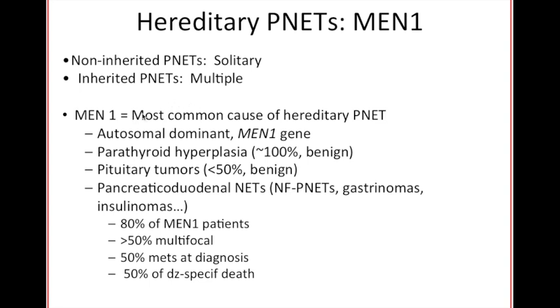MEN1 is the most common cause of hereditary PNETs. We all know about the MEN1 gene, autosomal dominant. You're going to have parathyroid hyperplasia in all patients, pituitary tumors in less than 50%. And then PNETs are going to be in 80% of these patients, so they're very common. However, they're not always symptomatic. The most common is still going to be non-functioning PNET. So a lot of this 80% may not present early on with a tumor, but you just have to keep in mind that the majority of these MEN1 patients will develop PNETs at some point in their life.